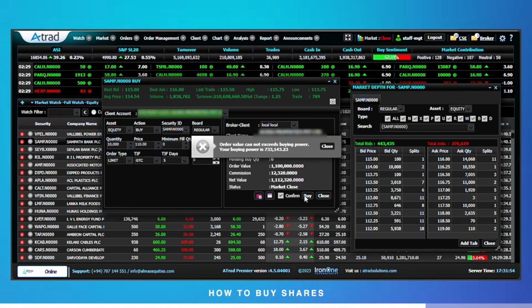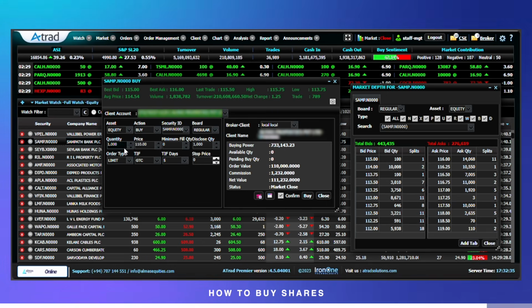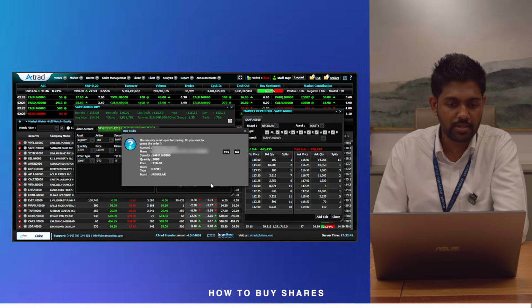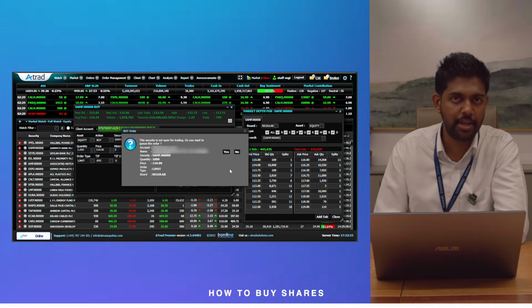So when you press this button, there will be an error message saying that the order value cannot exceed buying power, which means you haven't put enough money into your CDS account to execute this trade. Let's say I'm going to edit this quantity to 1000 shares, of course. So then I can go ahead and press the buy button. Then the system will ask you for your final confirmation to go ahead.